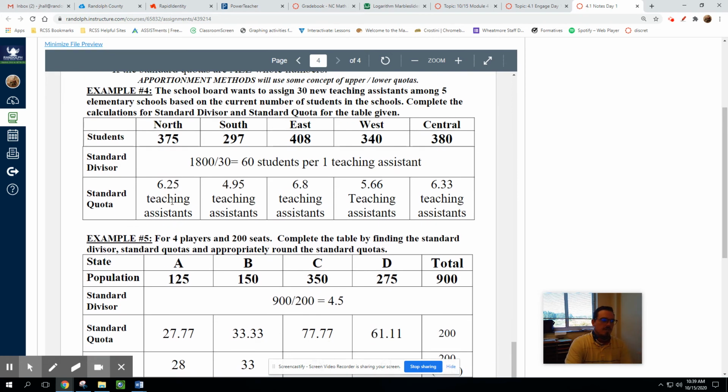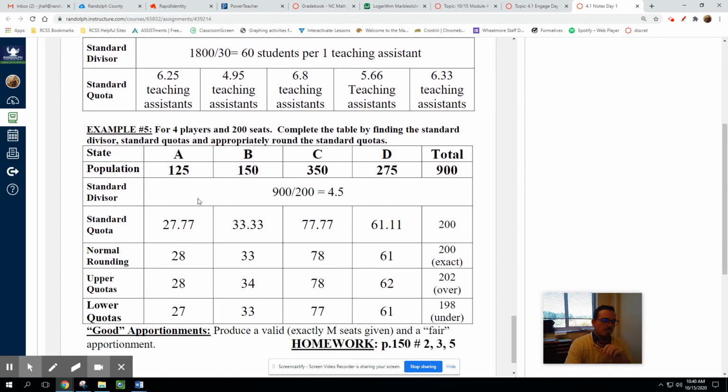Then what we're going to do is find the standard quota. Remember, we take the population of that state and divide it by the standard divisor. So 375 divided by 60 is 6.25. And again, we use that all the way through. It just says complete the calculations for standard divisor and standard quota. But we could then add those all together to see if we equal 30 new assignments or not. Okay, so make sure that you're looking through there. It doesn't ask me to do it, so I'm not going to do it. But if you did, to double check, you could.